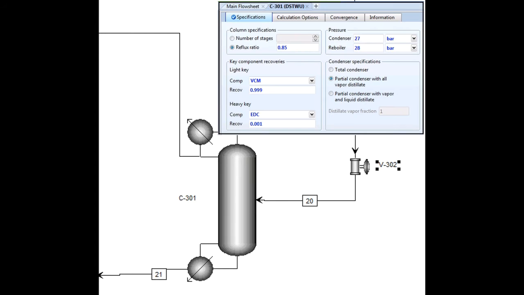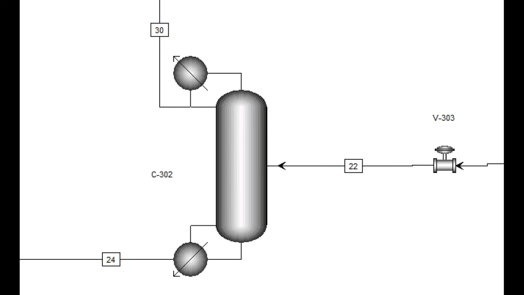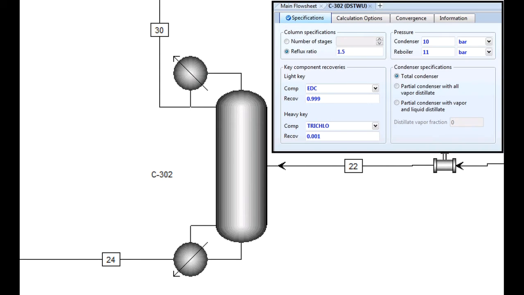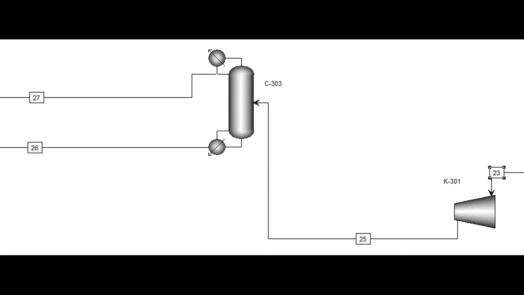The first column separates the EDC from the VCM at 99.9% efficiency with an operating pressure of 27 and 28 bar, at the condenser and reboiler respectively. The EDC is then separated in C302 and recycled into M301. The operating pressure here is 10 bars and 11 bars at the condenser and reboiler respectively. In C303, the VCM is separated from the HCl, and the HCl is recycled into the oxychlorination reactor.